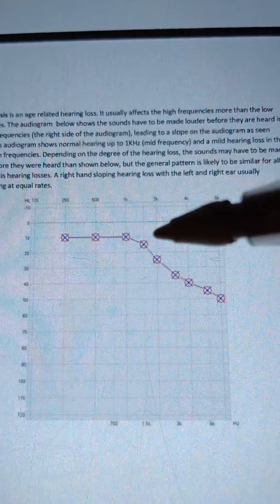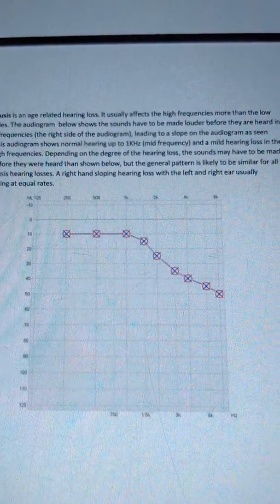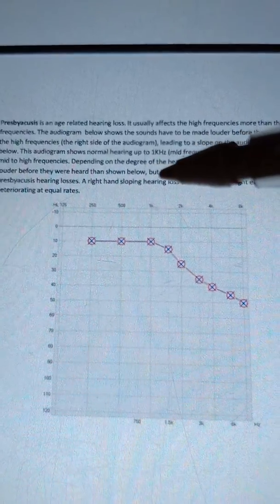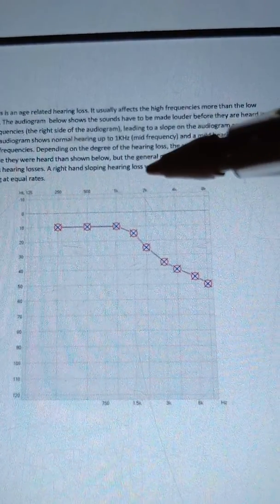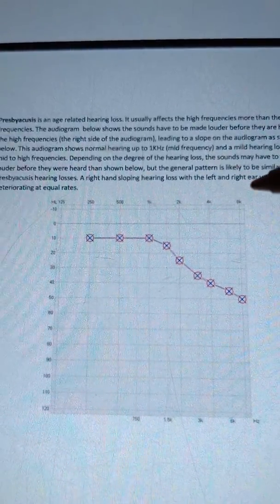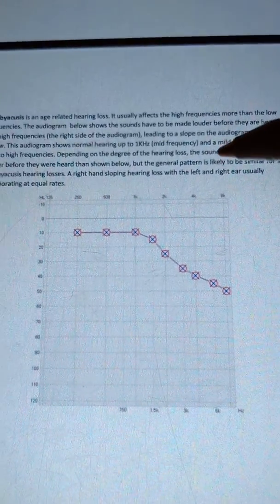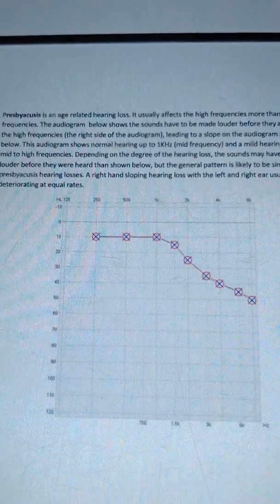This audiogram shows normal hearing at up to 1 kHz and a mild hearing loss in the mid to high frequency range. Depending on the degree of hearing loss, the sound may have to be made louder before it is heard. A right-handed sloping hearing loss, and this usually is the audiometric pattern in all presbyacusis hearing losses.